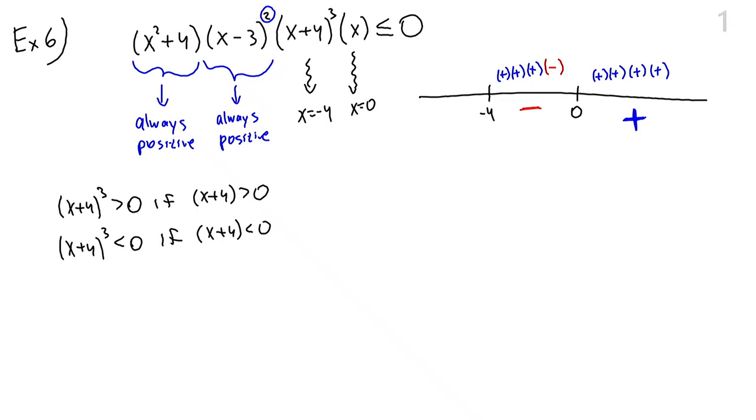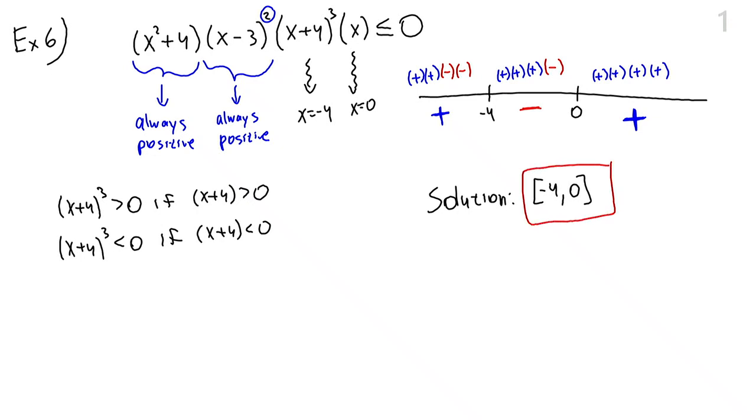Below -4, the first two terms are positive as always. However, x plus 4 cubed is now negative, and x is still negative, and we have a positive number here as a result. And now the inequality wants us to know when this is less than or equal to 0. So the final solution is -4 to 0, and we use brackets because this is less than or equal to.